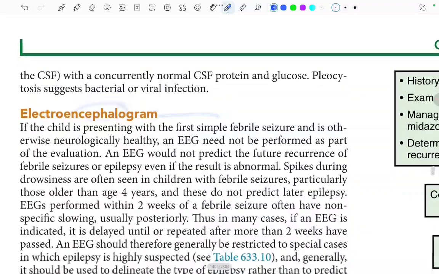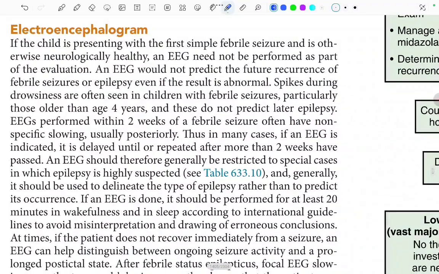Fine. Now coming to the EEG, that is electroencephalogram. If the child is presenting with the first simple febrile seizure and is otherwise neurologically healthy, an EEG need not be performed as a part of evaluation. An EEG would not predict the future recurrence of the febrile seizure or epilepsy even if the result is abnormal. Spikes during drowsiness are often seen in children with febrile seizures, particularly those older than 4 years, and these do not predict later epilepsy.